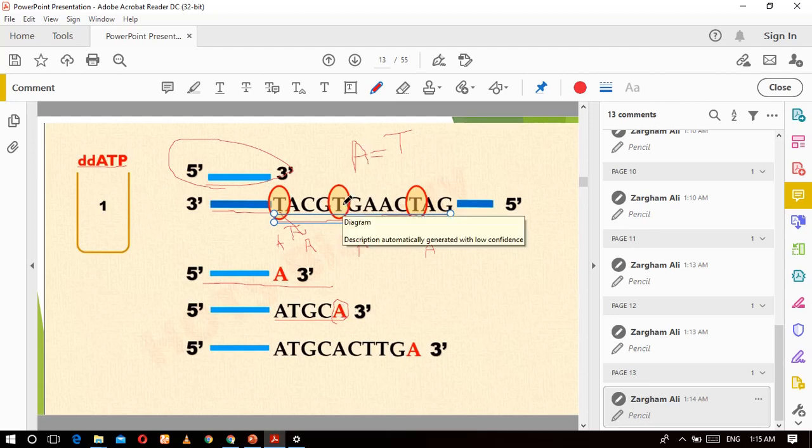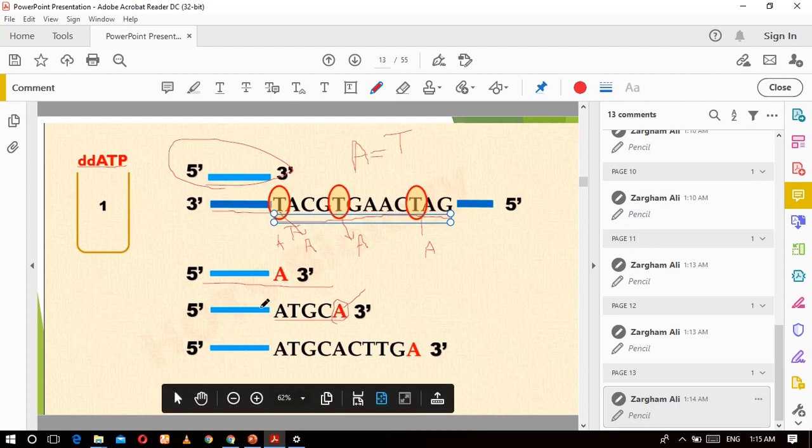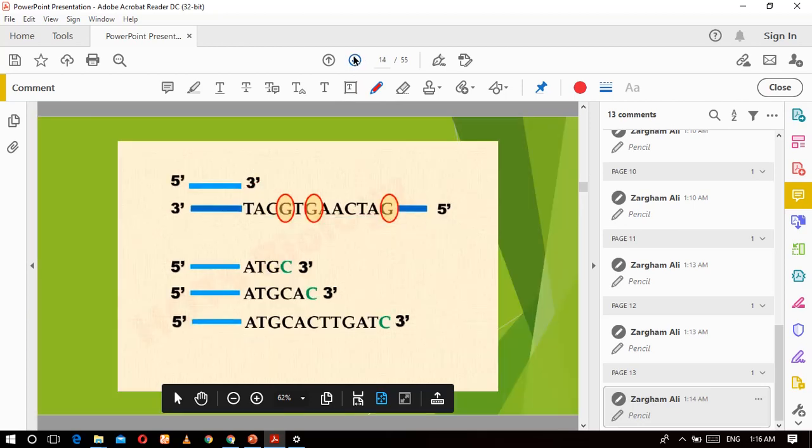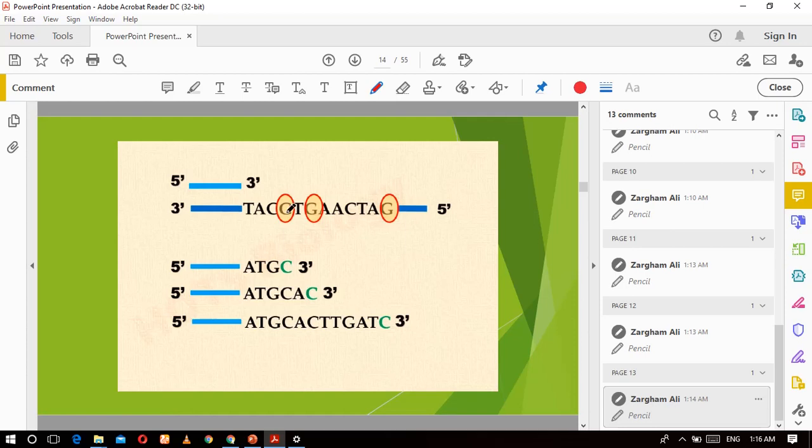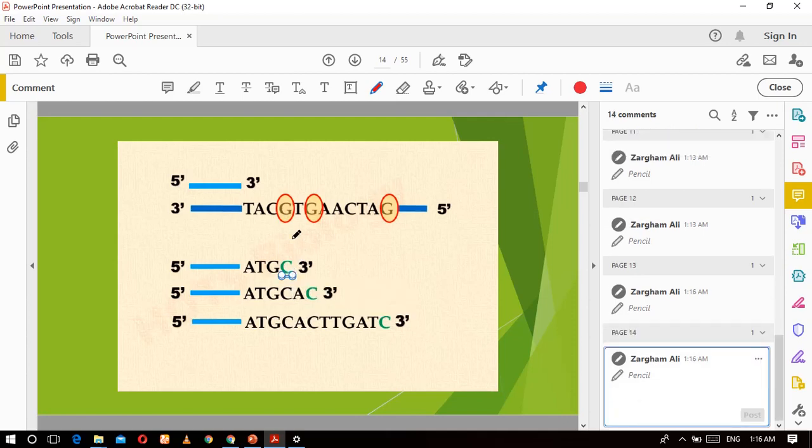When they found a complementary to A, the dideoxynucleotide terminated the whole reaction, and exactly the same for this. This is for ddCTP, as you can see, when the G is detected, and C is complementary to G, it causes the termination of the reaction.